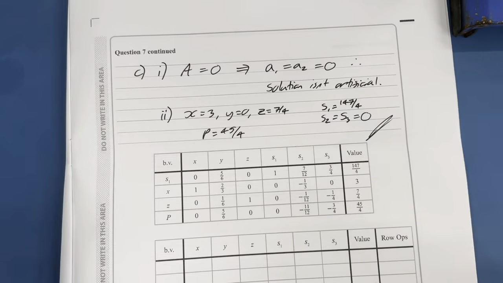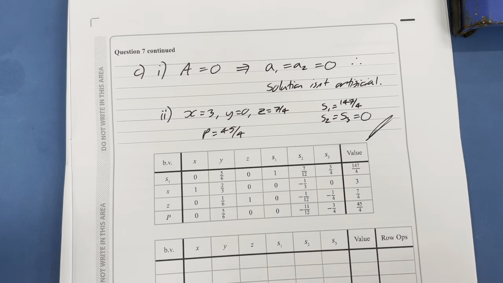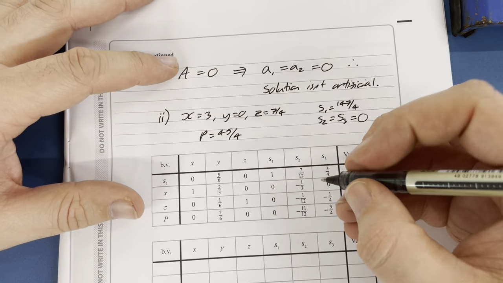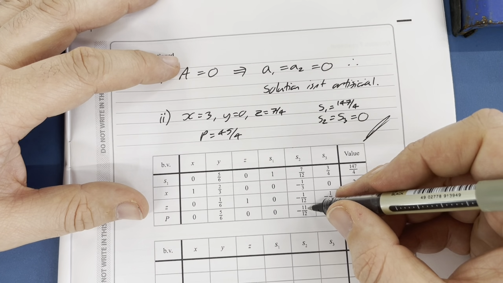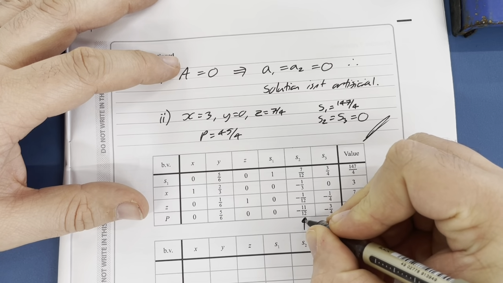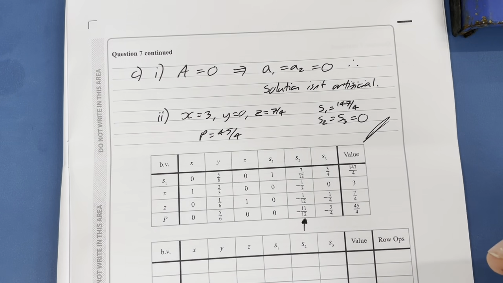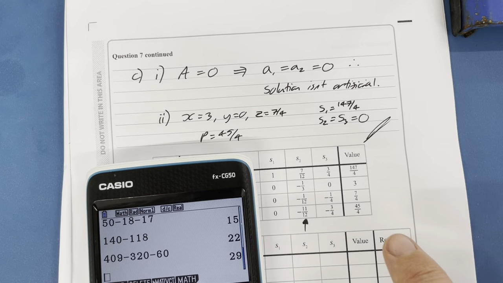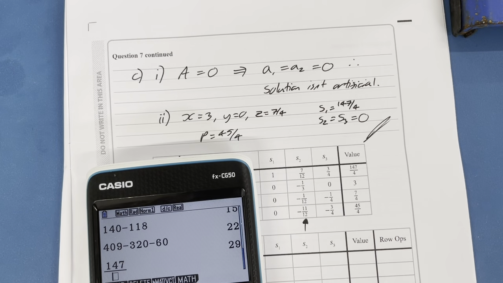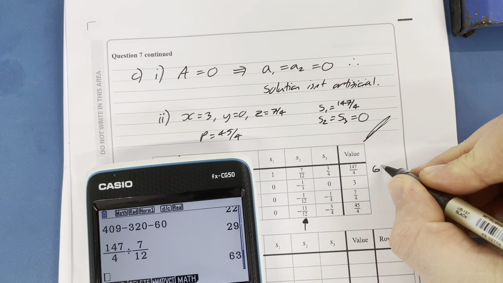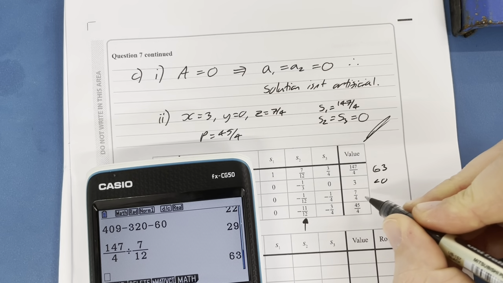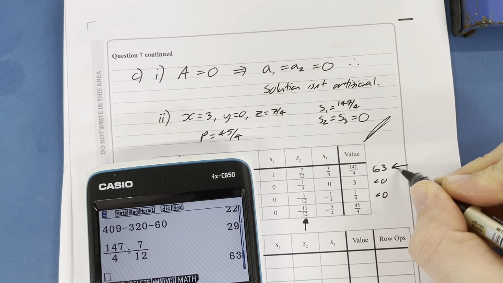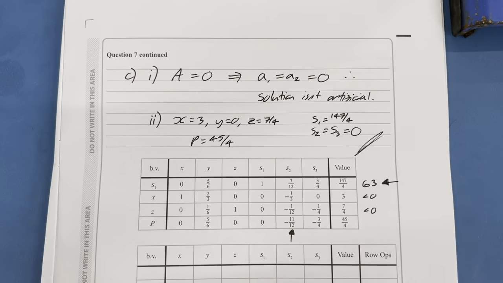More over there. Okay, so taking the most negative number in the profit row, that means we are going to select this one. Minus 11 twelfths, so that's the most negative. And then we're going to conduct a ratio test. So that's 147 quarters divided by 7 twelfths, which is 63. That's going to be negative. That's going to be negative. Therefore, that is the one I choose. That then is my pivot.